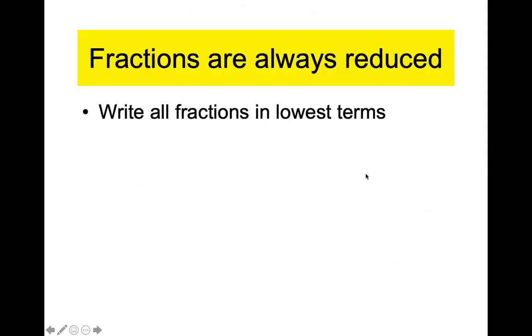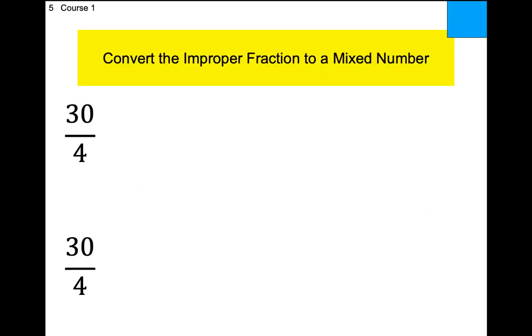There's a big but here, and the big but here is that, remember, we always have this rule that says all fractions, whether they be improper, mixed numbers, or proper fractions, must be written in lowest terms. In other words, they have to be reduced. Okay? So here are 2 improper fractions that I want to convert into mixed numbers. Notice I got the same improper fraction for both examples. You'll see why in a second.